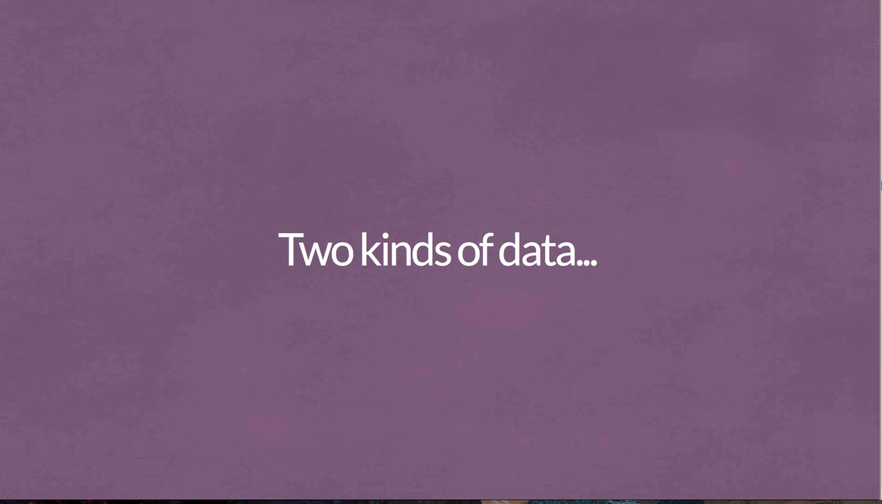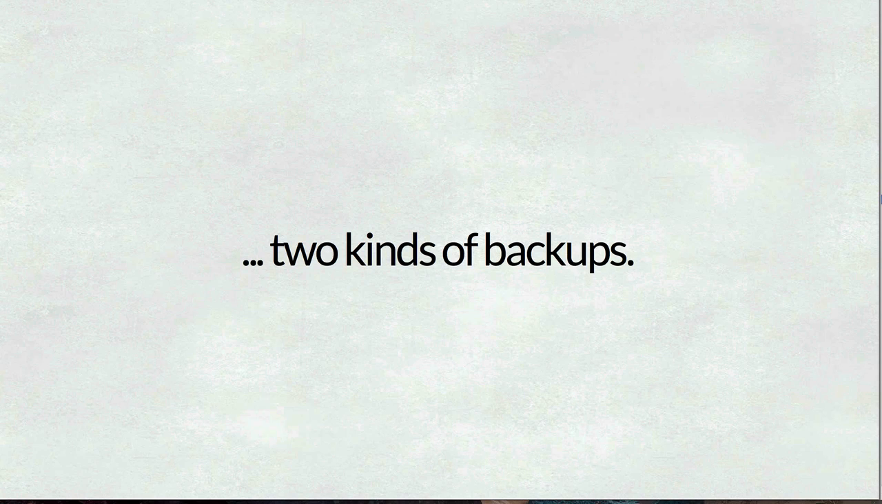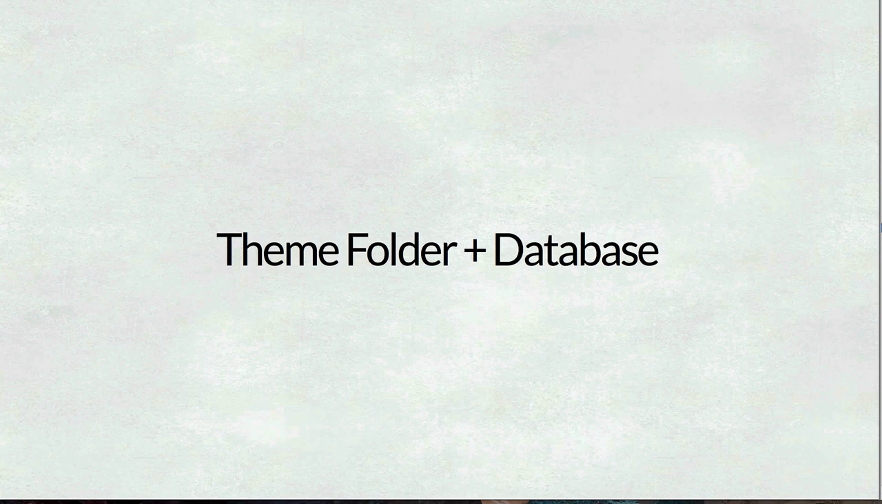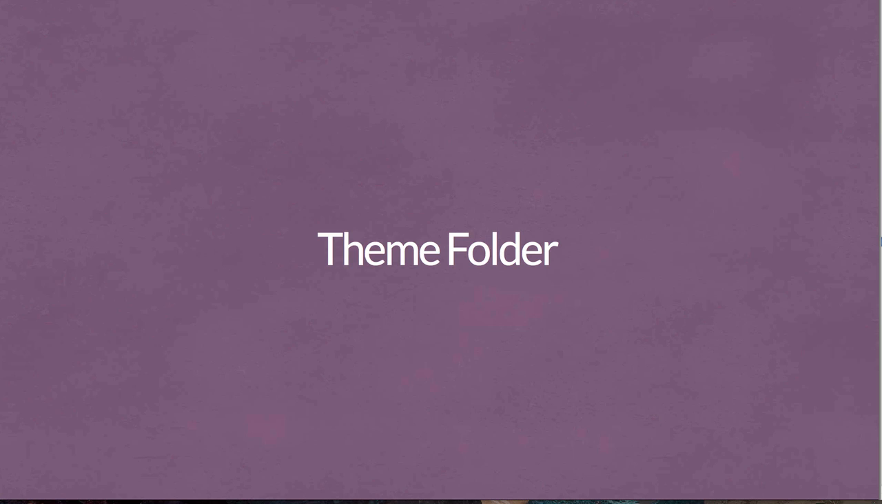Seriously. So, if you're running WordPress or a typical database-driven type of website these days, which hopefully you are, and if you're blogging, then of course you are, essentially you have two kinds of data, so you need two kinds of backups. There's your theme, which is your design and all the work that's been put into that, and then there's your data, which is your blog entries and your page content and all that kind of stuff. So you have your theme folder and you have your database, and both of them need to be backed up. So first let's talk about your theme folder.